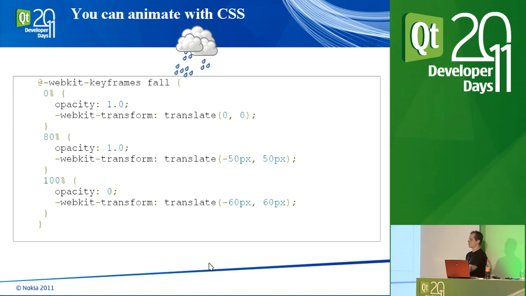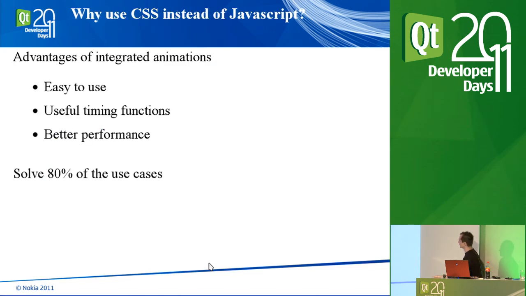CSS animation is very good compared to JavaScript. Before, everything was JavaScript. You make a timer, and then you start moving stuff around. That was the only solution you had. The advantage of CSS is that it's easy to use. You see the keyframes, very easy to use, you understand them very well. There are useful timing functions, like you can specify in what time, how many times you want to run it, and so on. So it's very, very easy.